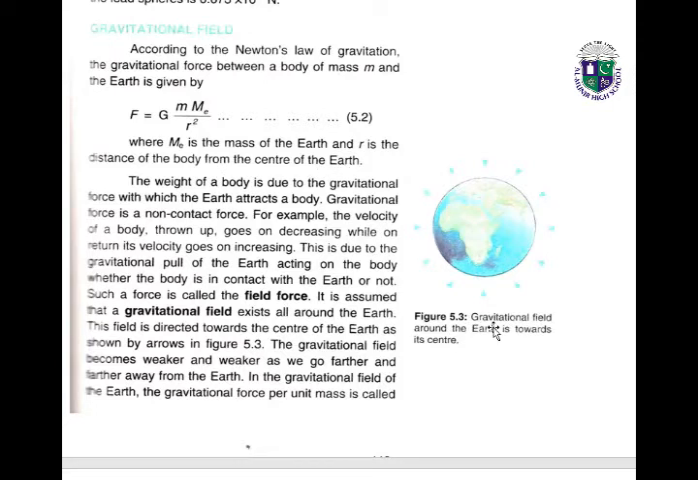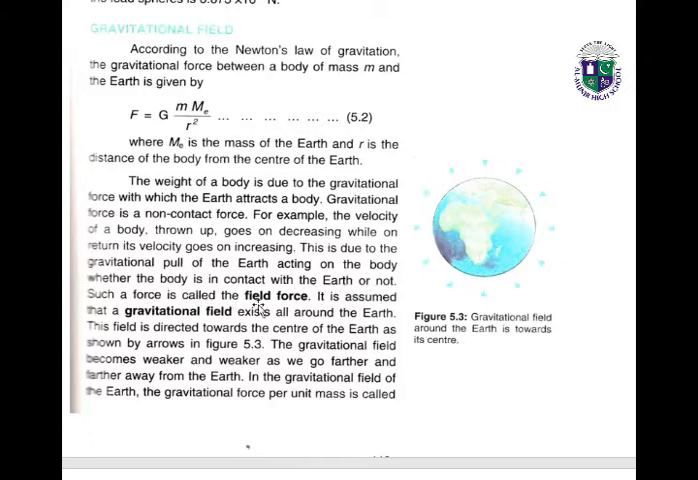This figure 5.3 shows that the gravitational field around the earth is towards its center. So the weight of a body is due to the gravitational force with which the earth attracts the body. Gravitational force is a non-contact force. For example, if the velocity of a body thrown up goes on decreasing, while on return its velocity goes on increasing, this is due to the gravitational pull of the earth acting on the body, whether the body is in contact with the earth or not.